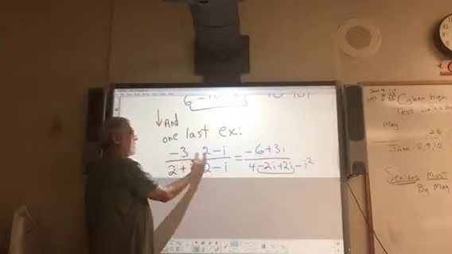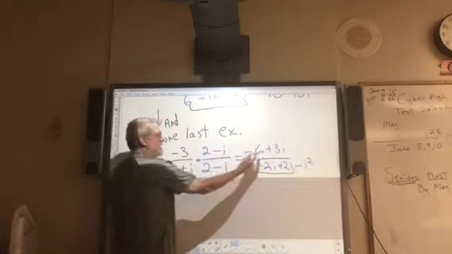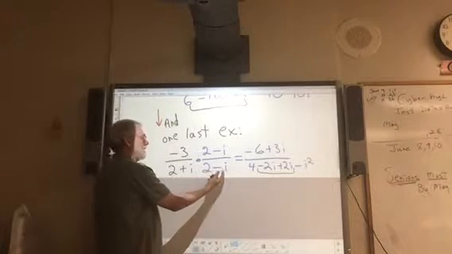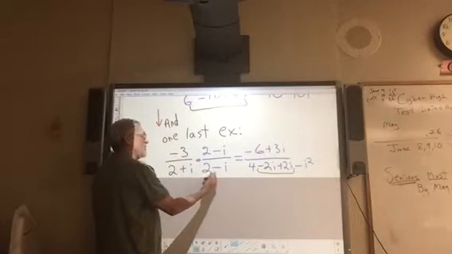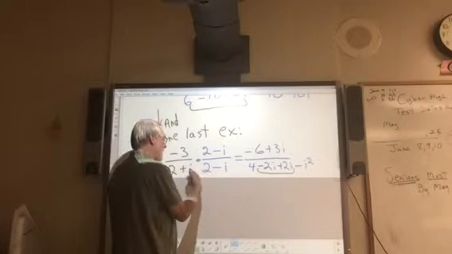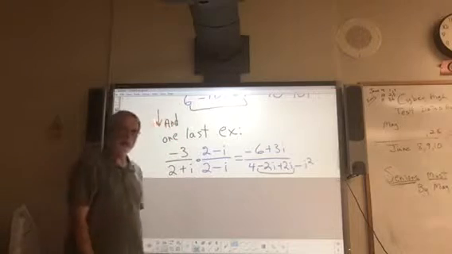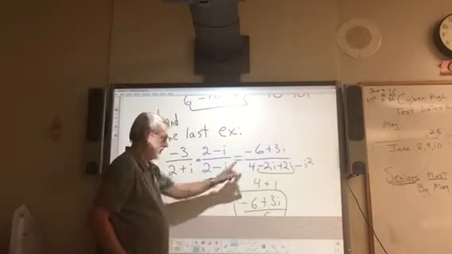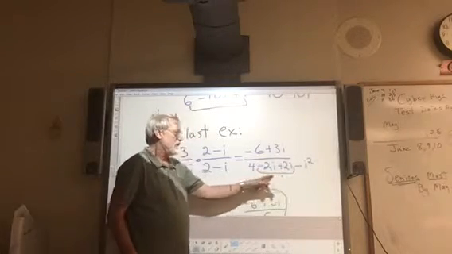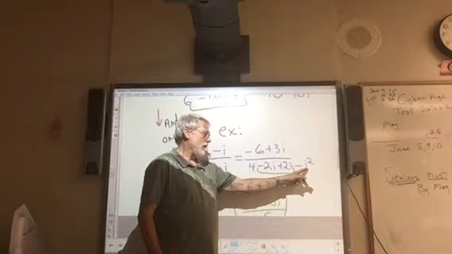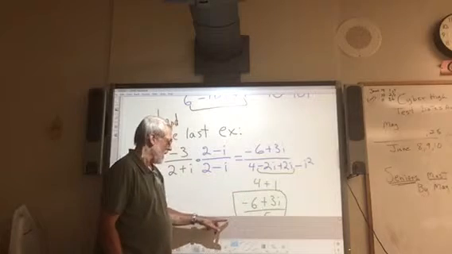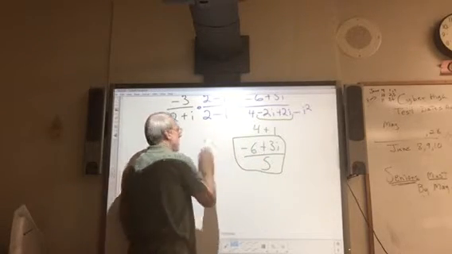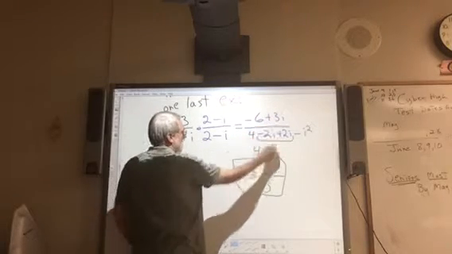So what happens is we get negative 3 times 2 is negative 6. Negative 3 times negative i is positive 3i. On the bottom we get 2 times 2 is 4. Then we have 2 times negative i, negative 2i. And then i times 2 is positive 2i. And then i times negative i is negative i squared. There's that negative i squared again. So, what does that become? This right here cancels each other out. So we end up with 4 minus negative 1, which becomes 4 plus 1, which is 5. So the denominator is 5. The numerator didn't change. It is still negative 6 plus 3i.